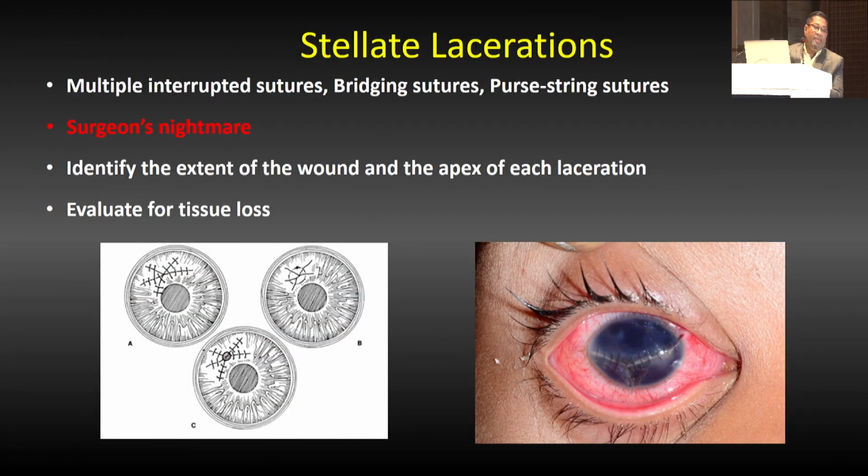But this is the stellate laceration, and this is always a nightmare for all surgeons. We have to assess the apex of the wound always because that is mostly lacerated. Usually we see this type of injury with a bottle injury, glass injury, a soda bottle, or a stone injury, blast injuries. They will always have irregular stellate injuries. So this can be addressed with intermediate bridging sutures with central purse-string sutures.